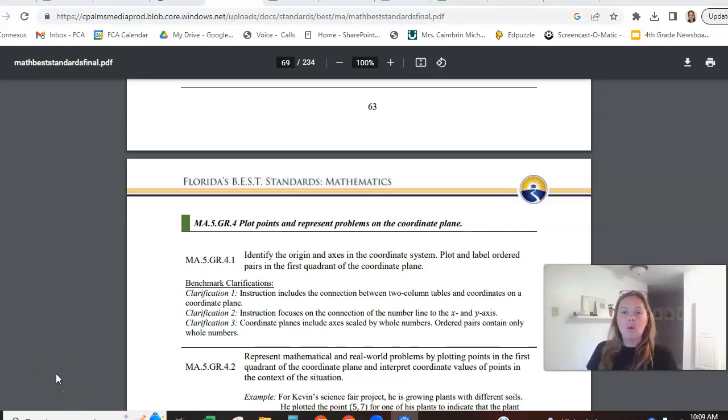Hey everybody. One thing that I wanted to start doing this year with each of our units in math is, at the beginning of each unit, I am going to pull up the Florida standards, the best standards that all fifth grade students in the state of Florida are expected to learn. These are the things that we know will be covered at some point on the FAST test at the end of the year.